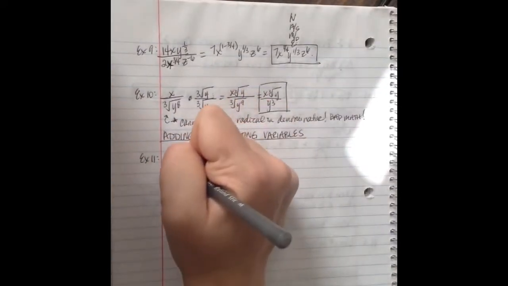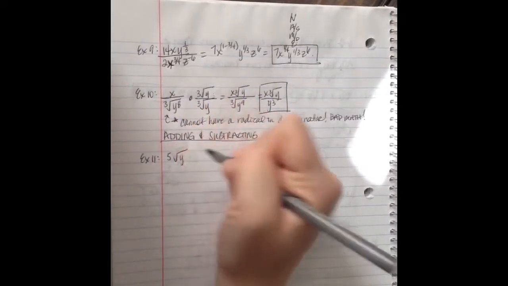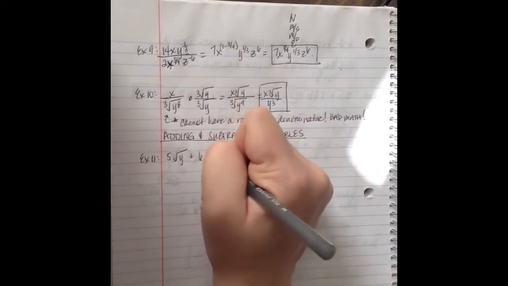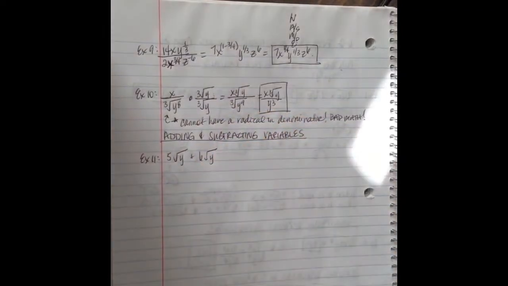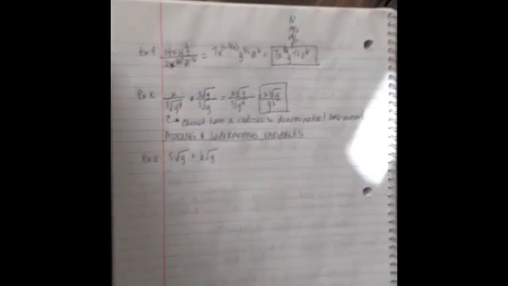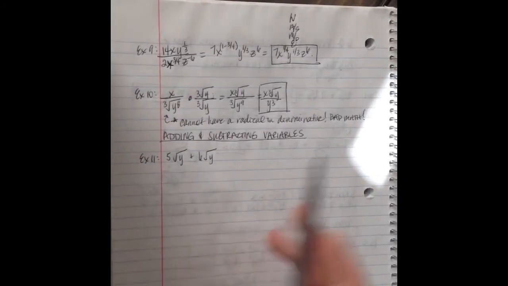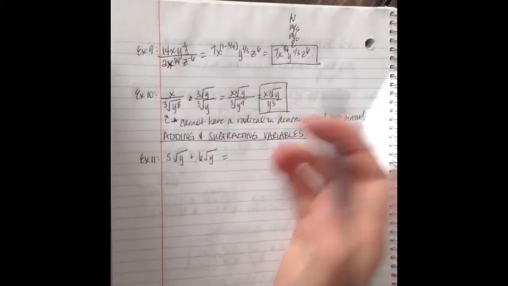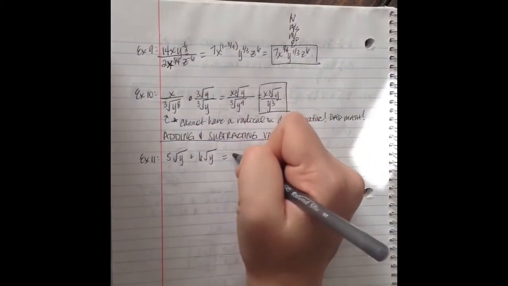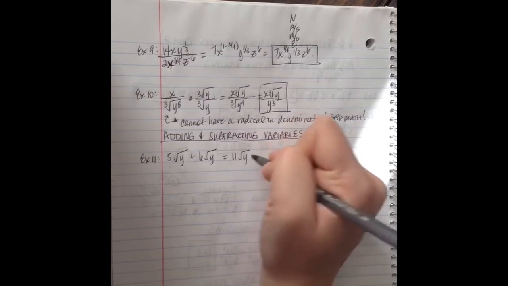We've got 5 times the square root of y plus 6 times the square root of y. We've practically done this already. These are like terms. They're both the square root of y. That means we can add them together. 5 plus 6 is 11 square roots of y.